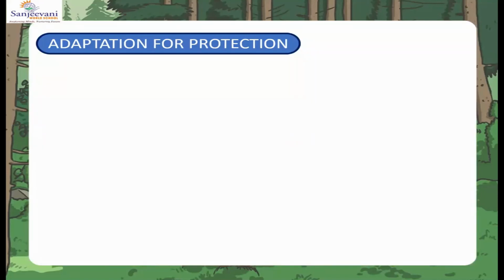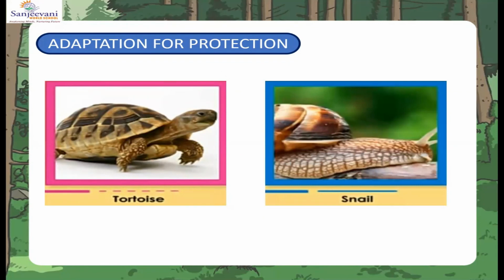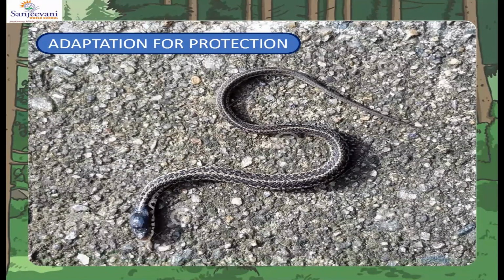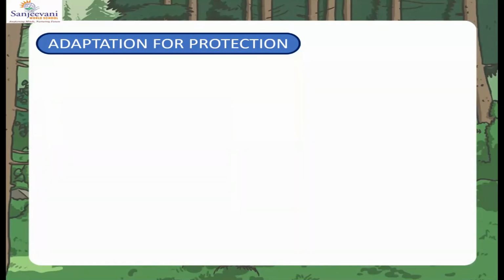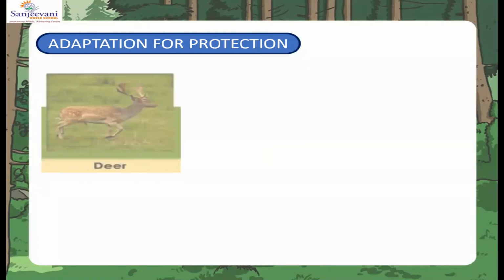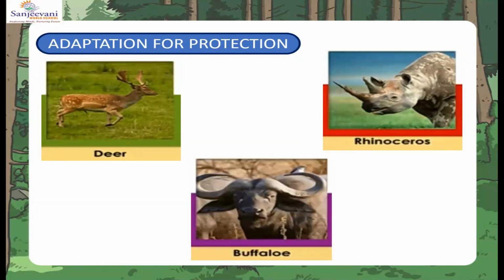Some animals, such as tortoise and snails, have hard shells on their bodies for their protection. Some animals, like snakes, protect themselves by pretending to be dead when they are in danger. Some animals have strong horns. When they see any opponent, they use their horns to fight. Deer, buffaloes, rhinoceros, etc. have horns.